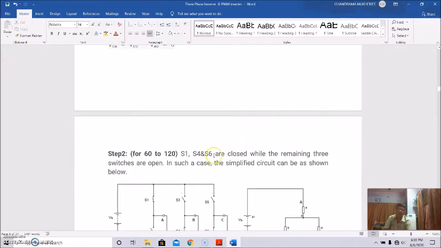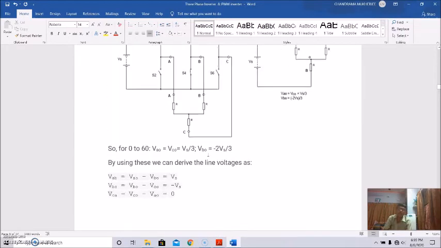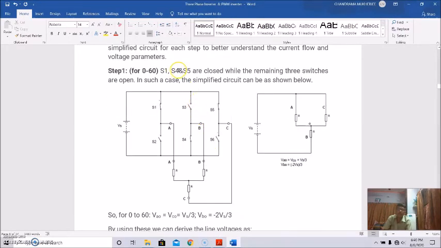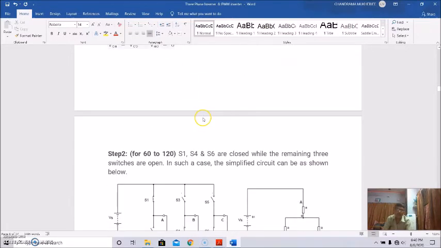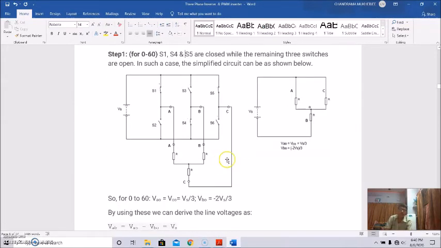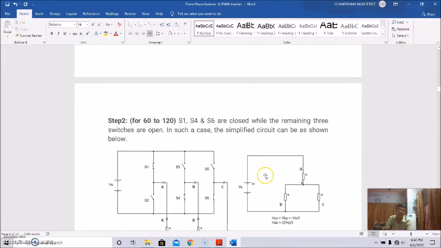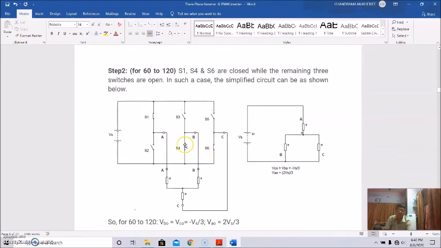Now for step 2, for 60 to 120 degree, S1, S4, and S6 are closed. This is S1, this is S4, and this is S6 that are closed, while the remaining 3 switches are open.